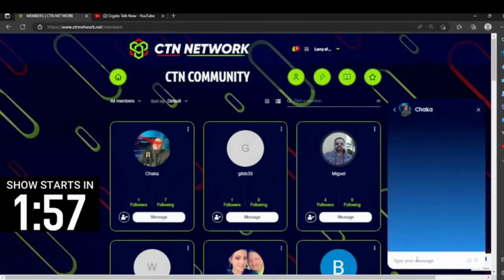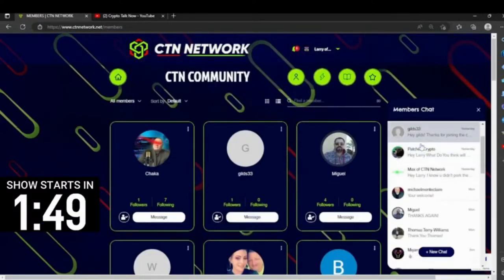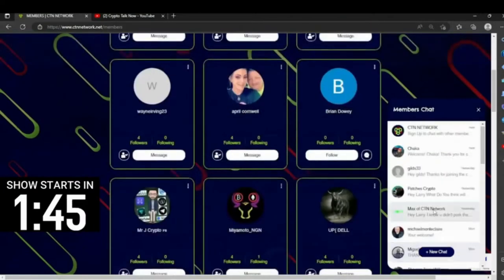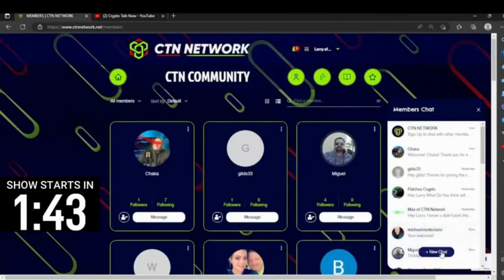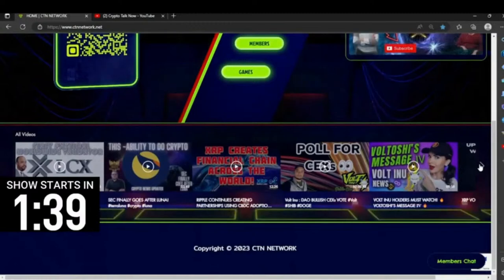What I'm going to do, guys, is I'm just going to welcome him. I'll send him a quick message and then I can click enter or just the little arrow. If you want to message somebody else, you can click on message, or you can go right over here into members chat and message them and create a new chat if you want by clicking this little button right here.